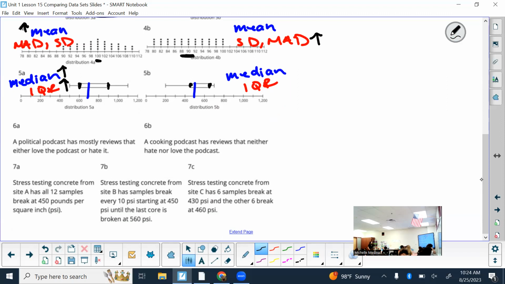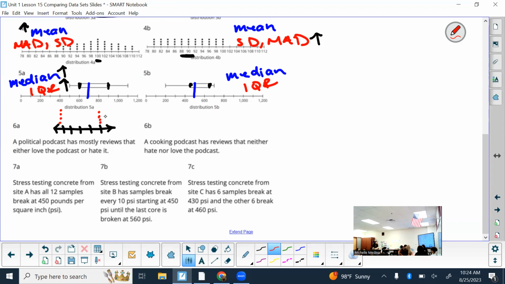So we have a political podcast has mostly reviews that either love the podcast or hate it. How would you expect that dot plot to look? What are dot plots usually used for? Ron? Either really high or really low. Okay, so say it's on a scale of 1 to 5. If they either love it or they hate it, where would my dots be? Outside. On 1 and 5, so something like this.